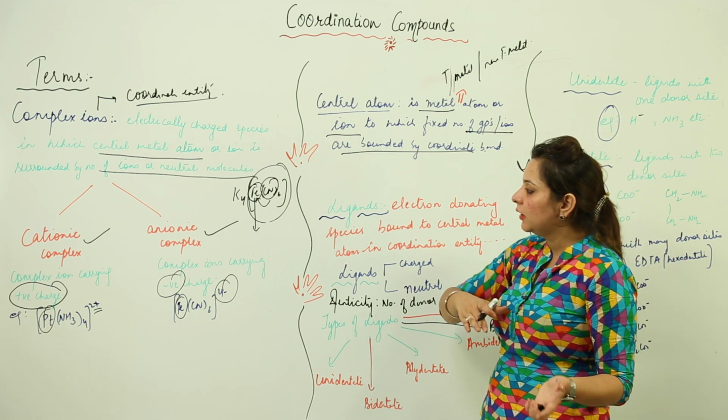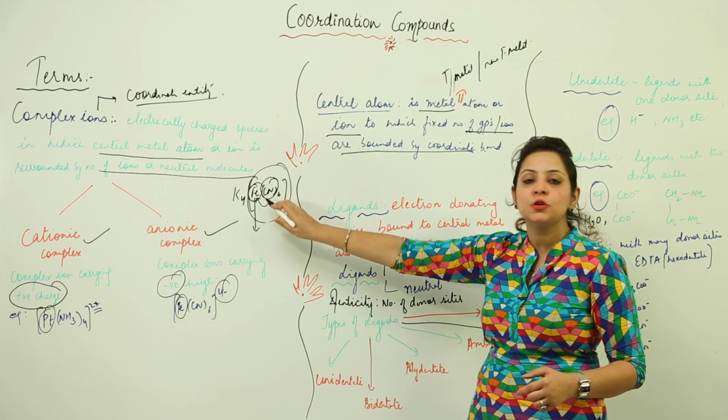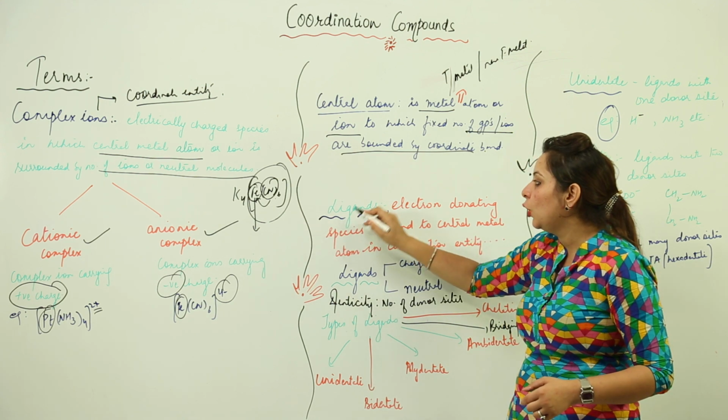Now moving on to the groups which are attached to the central atom, they are called ligands.